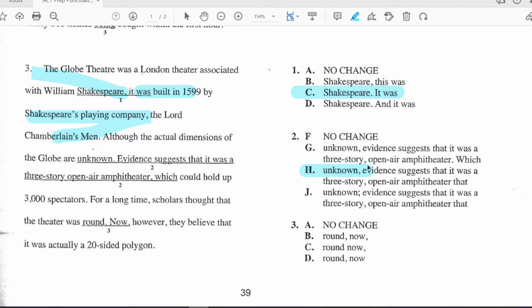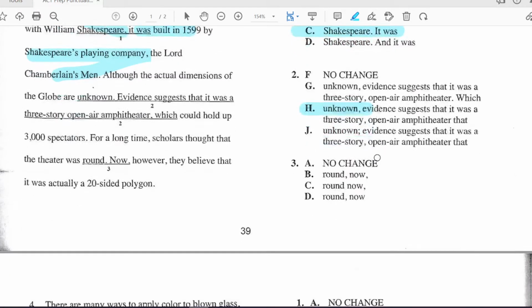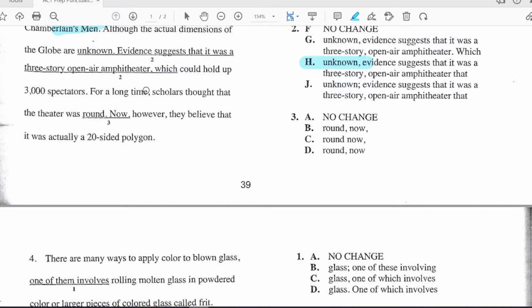So, that is a restrictive clause. And as a restrictive clause, it never needs commas because it's telling you exactly who is included. So it is an amphitheater that could hold up to 3,000 spectators. So let's look at this very last one.